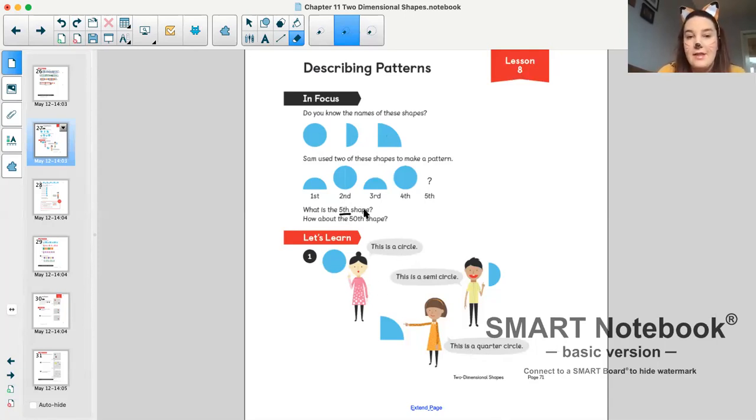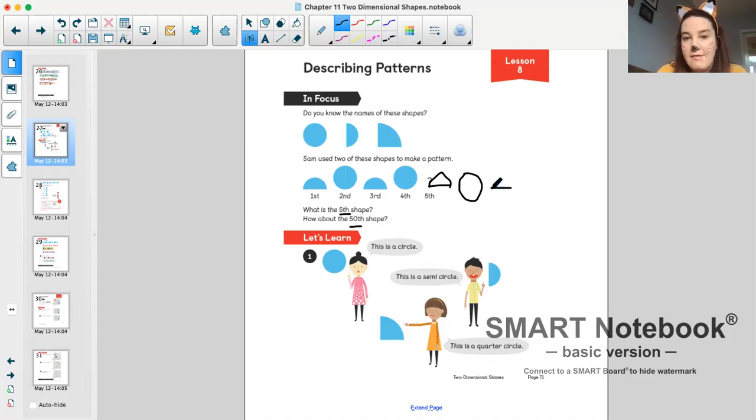What is the fifth shape? So remember what I did last time? I'd go semicircle, circle, semicircle, circle, semicircle. But now it asks about the 50th shape. So to help me, I'm actually going to go up to the 10th shape. So 5, 6, 7, 8, 9, 10.